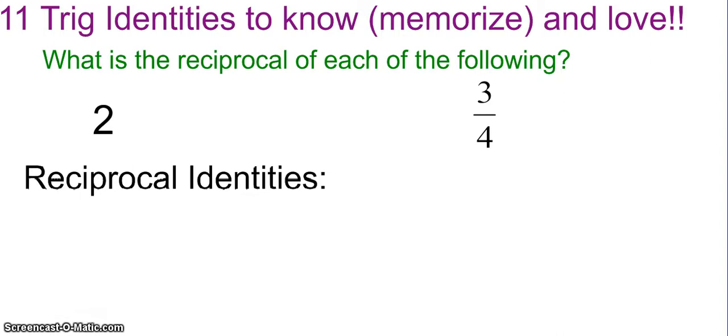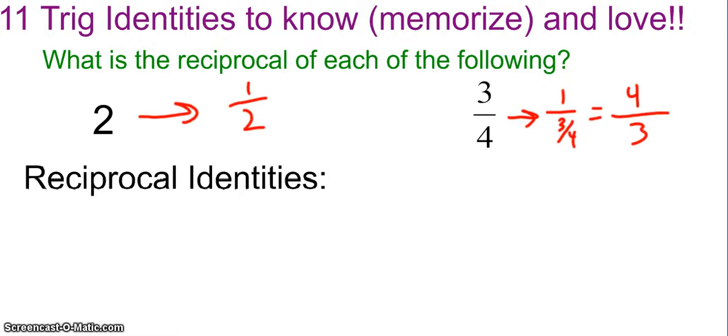So first, what is the reciprocal of each of the following? What is the reciprocal of the number 2? What is the reciprocal of the number 3/4? I want you to pause the video, answer those. Unpause when you're ready to check. Very good. So the reciprocal of 2 is 1/2. The reciprocal of 3/4 is 1 over 3/4, which is 4/3. Okay, that's going to help us.